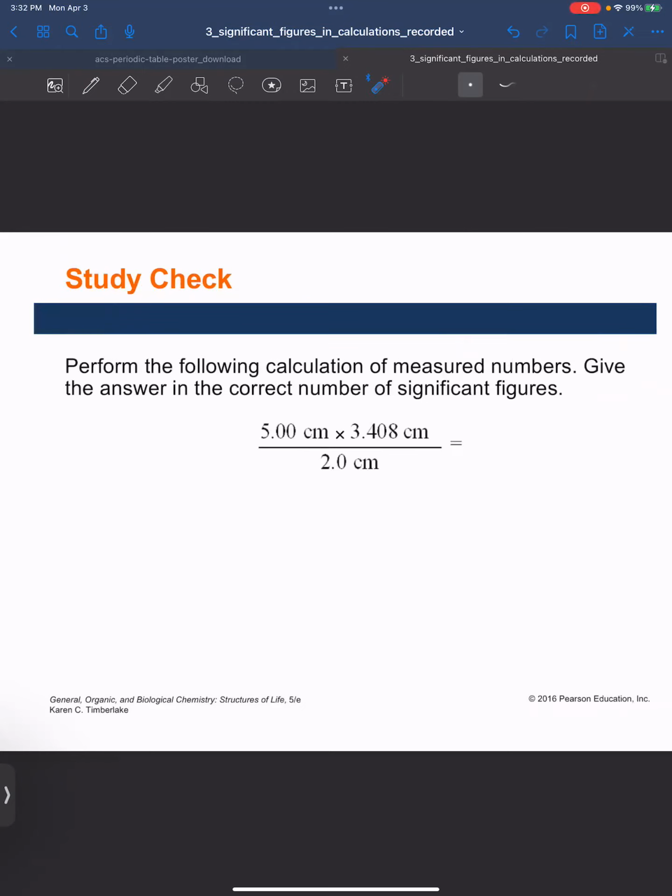Pause the video and do the study check on your own, and then come back and check your work with me.